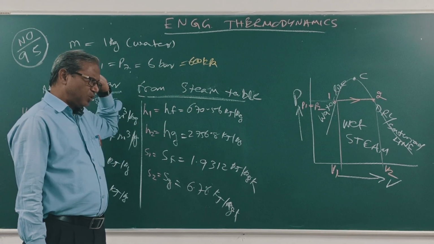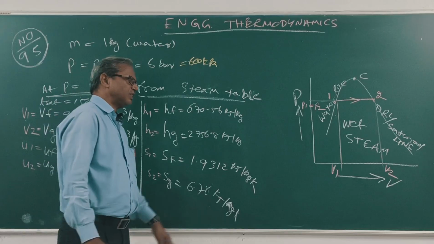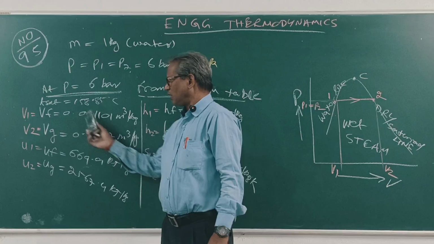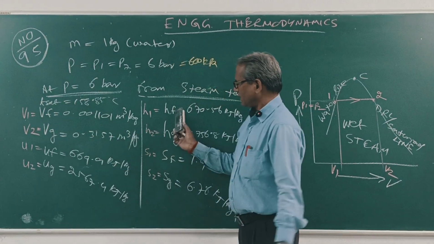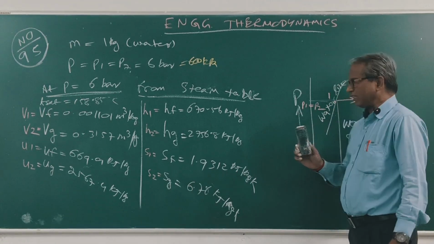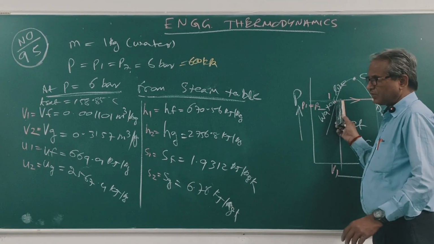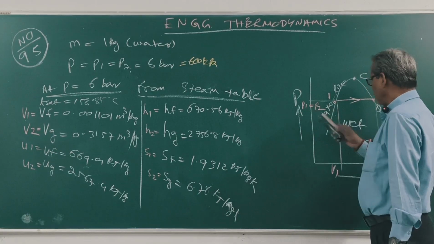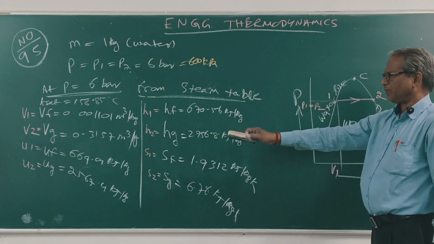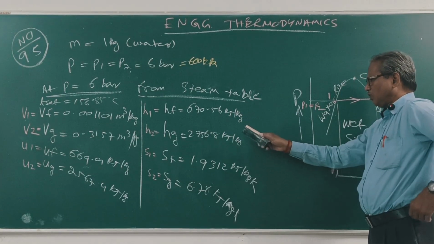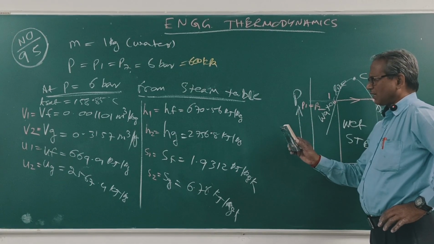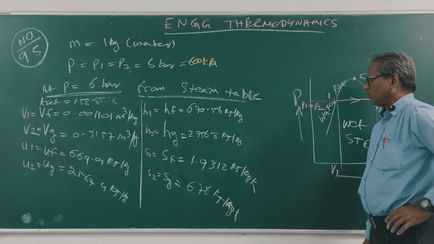Now I'll put the formula for this problem. This is condition 1, water, and condition 2, dry. This means U1 is uf, V1 is vf, H1 is hf, S1 is sf. This is the water line. Clear? Point 1 is on the water line, so 1 means water. Point 2 lies on the dry line, so 2 means dry condition. V2 is vg, U2 is ug, H2 is hg, S2 is sg. Clear? Now all values are taken from the steam table. Now go to the problem.